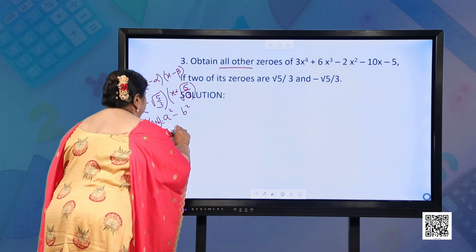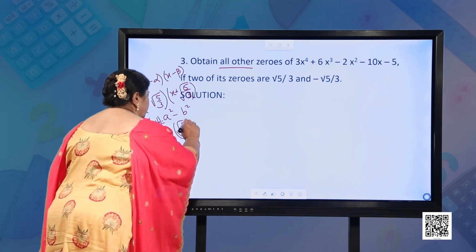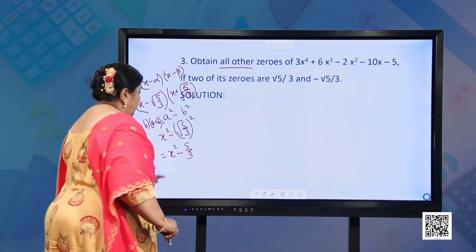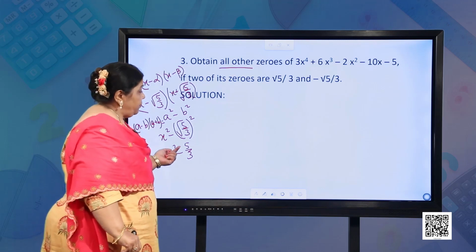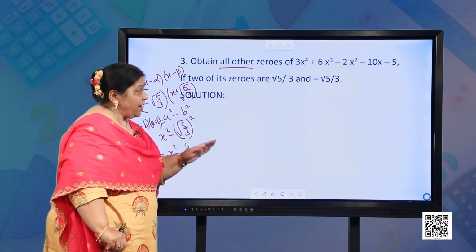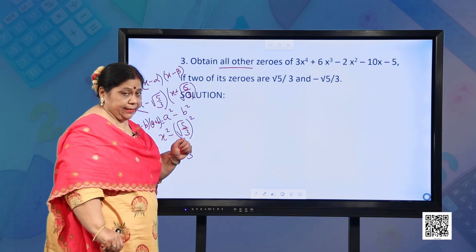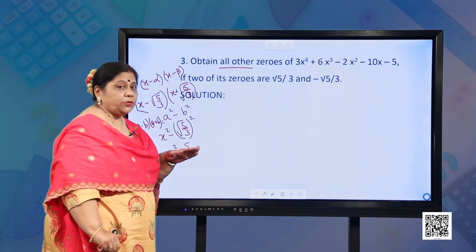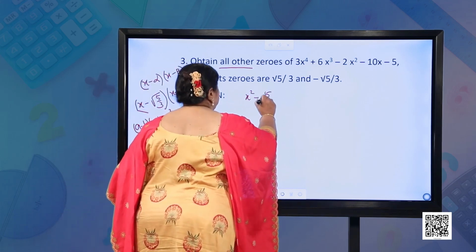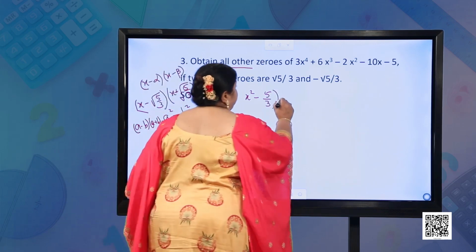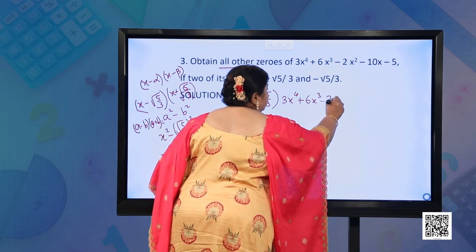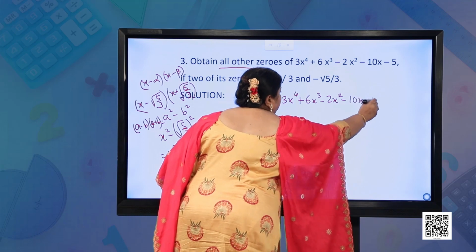So, I can write x square minus root 5 upon 3 whole square. That means x square minus 5 upon 3. This can be used as a divisor now. If I divide the given polynomial with this, I will get another factor and that factor if I split with the help of middle term, I will be able to find out other two zeros by finding the factors. Let us see x square minus 5 by 3. If I divide 3x to the power 4 plus 6x cube minus 2x square minus 10x minus 5.